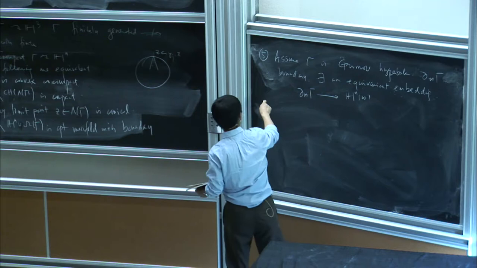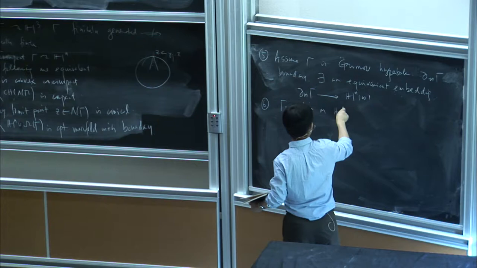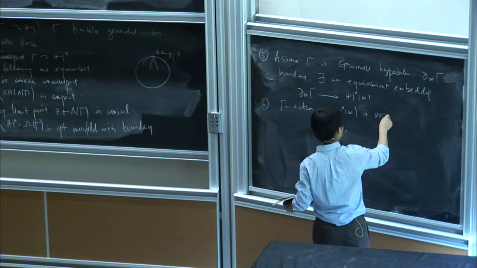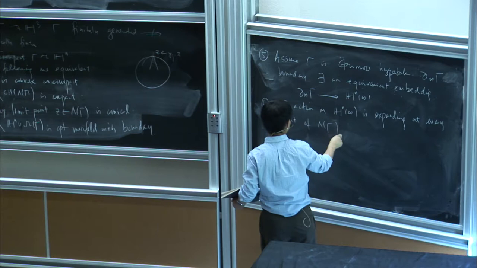Number six, the gamma action on the sphere at infinity is expanding at every point of the limit set. So what do I mean by expanding?